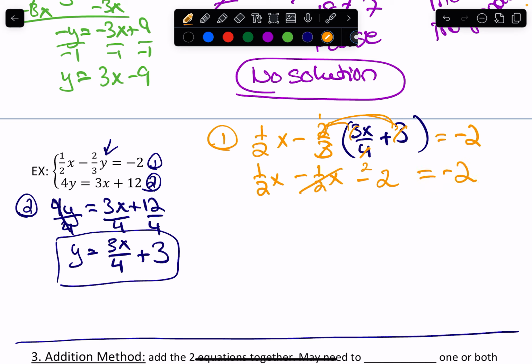Well, see what happens. These cancel each other out, and we end up with -2 equals -2. Well, that is true. So since this is true, it means that we have infinitely many solutions.